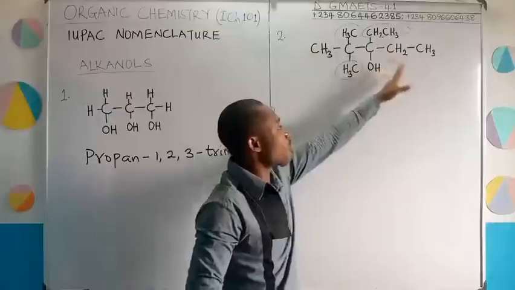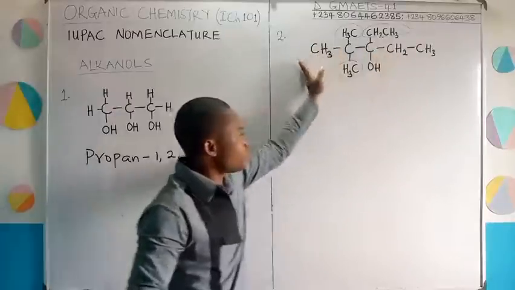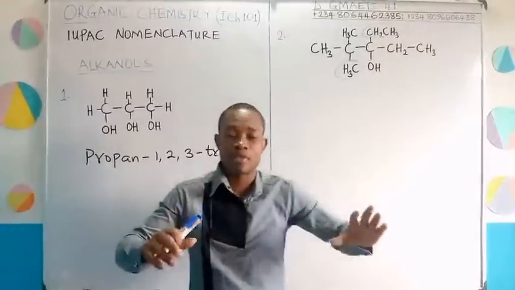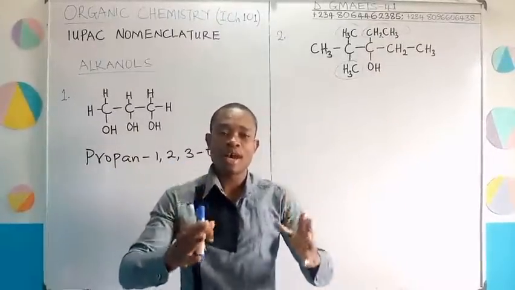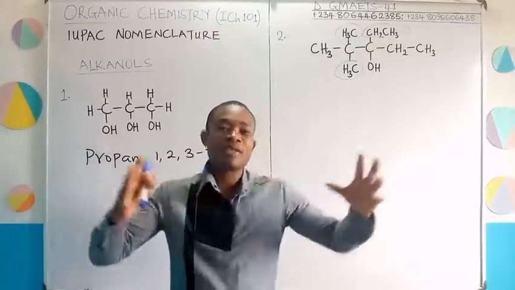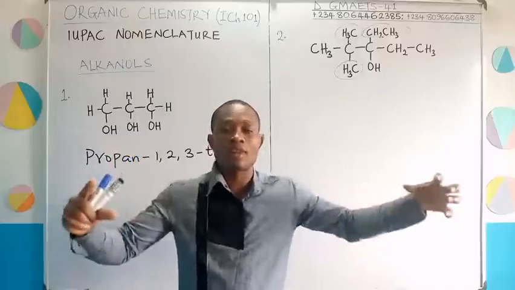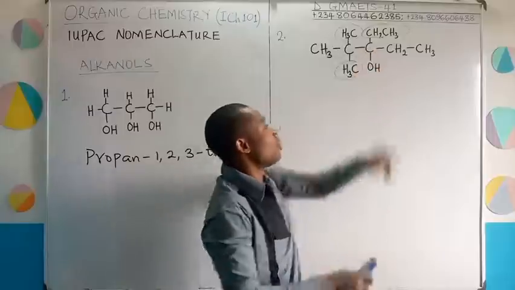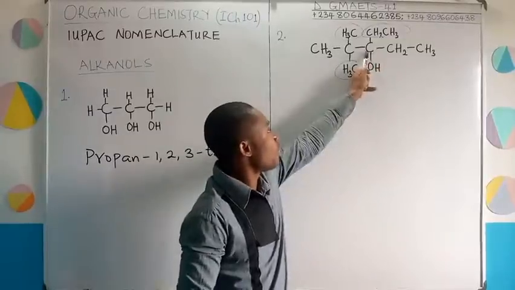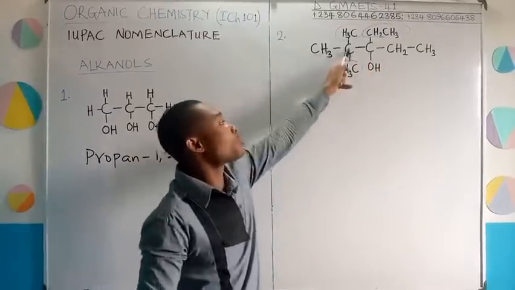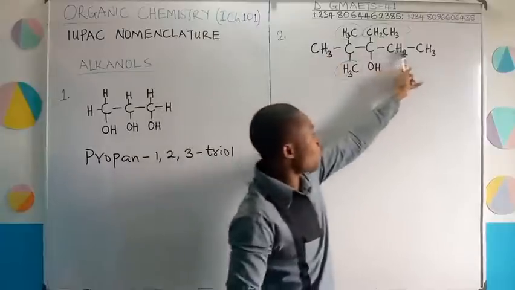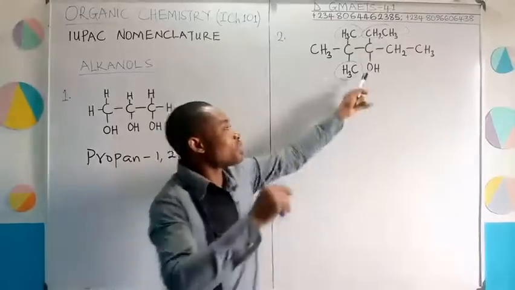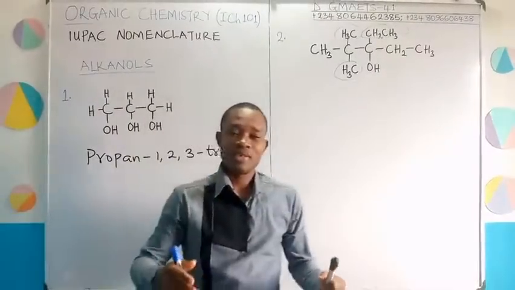from left to right or from right to left, which simply means that this OH is symmetrically placed. It is placed in such a way that it divides the parent chain into 2 equal parts. Because on the left of this carbon bearing the OH, I call this the carbon of the functional group, on its left, we've got 2 carbons, and on its right, we've got 2 carbons as well. So the functional group is symmetrically placed.